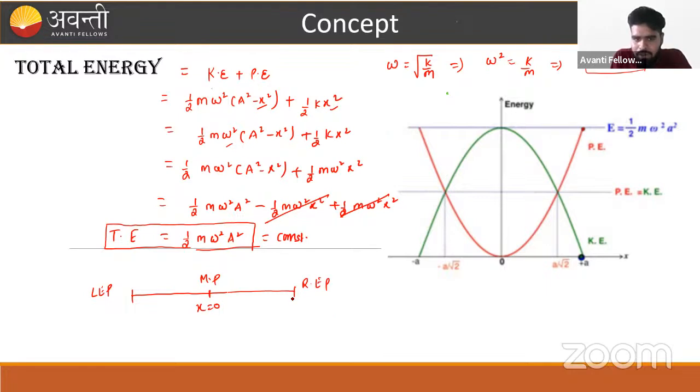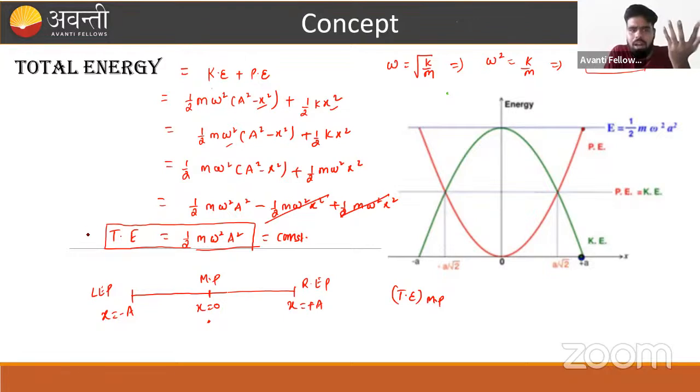Sir, what is the value of x at this point? This is equal to the amplitude. This is equal to minus the amplitude. I hope this point is also clear. Suppose I want to find out the total energy at the mean position. Anybody in this class, what is the total energy at the mean position? Sir, total energy is the sum of kinetic and potential.